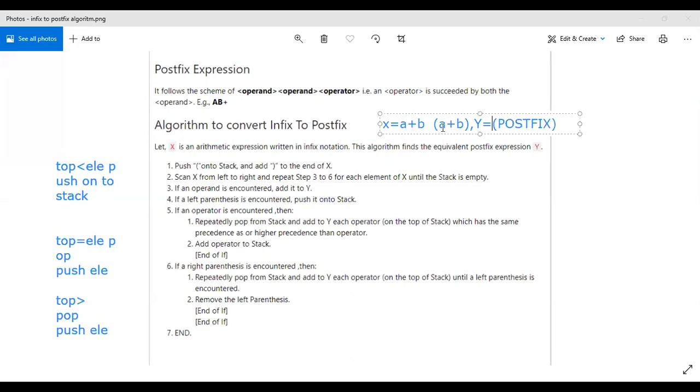That's it. Today we will stop here. Up to now, we have discussed the algorithm. In the next class, we will discuss the program.